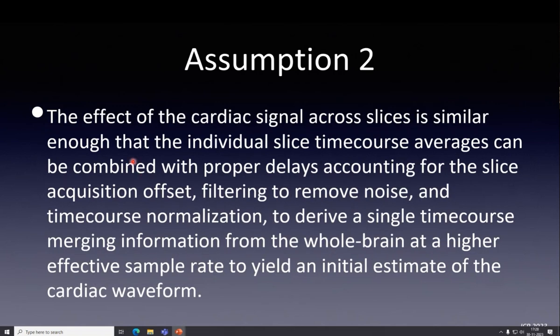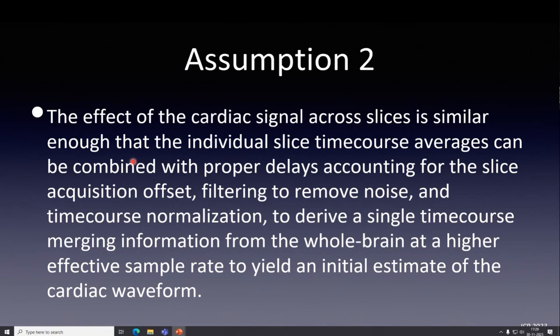The second assumption is that the effect of the cardiac signal across slices is similar enough that you can find a way to intelligently combine the data sets from every stack of slices. And this is where having a high multiband factor helps, because the higher your multiband factor, the more slices you collect at a single time. If you're spanning the brain each time with 8 slices, each of those stacks of 8 is going to look kind of like every other part of the stack. Cover kind of the same amount of tissue.